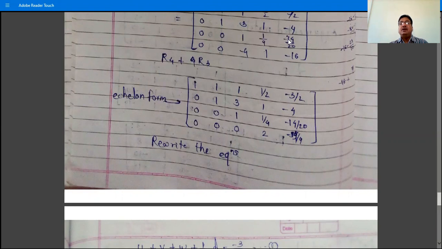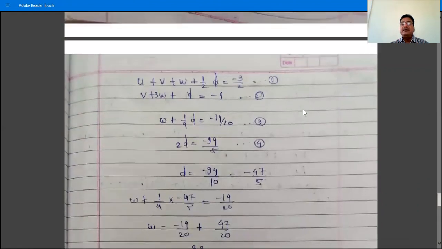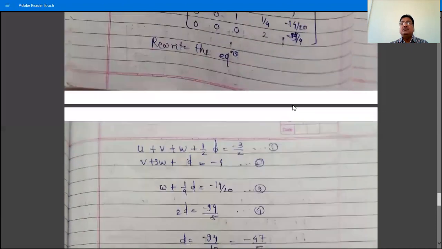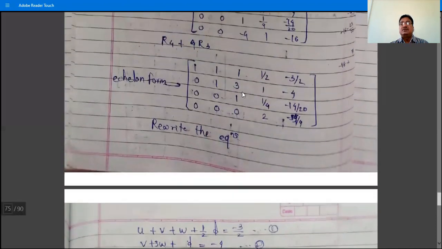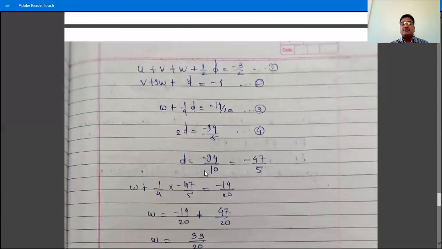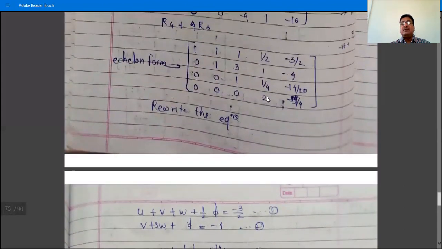And then 4 into minus 14 by 20 minus 16 becomes this number, minus 94 by 5. So what is the calculation? 4 into minus 14 by 20 plus 4 into minus 14 by 20 minus 16. The calculation is this, minus 94 by 5. So this is the matrix in echelon form. Reduce this to 1 or remain as it is, and this is the matrix in echelon form.